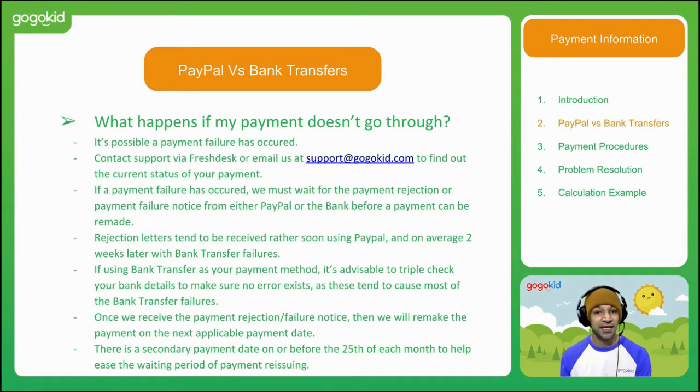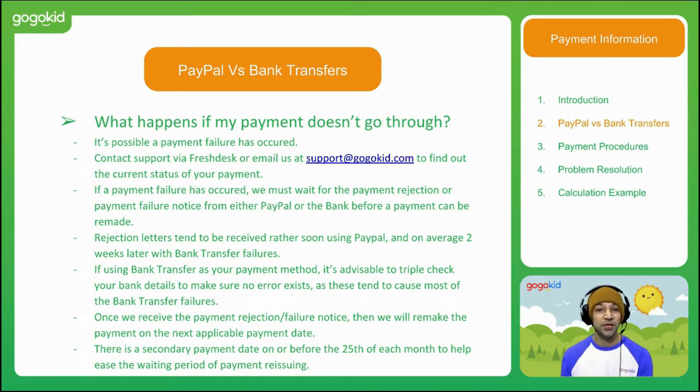It is likely the case that the payment has failed to transfer. This may be due to incorrect banking details for the case of bank transfers, or a PayPal system issue when batch transferring. It should be noted that the payment issues are much less likely to occur with PayPal than they are with bank transfers. In the case of payment failures, the first thing that you should do is take a deep breath. It will take a little while to resolve, but rest assured it will be resolved.